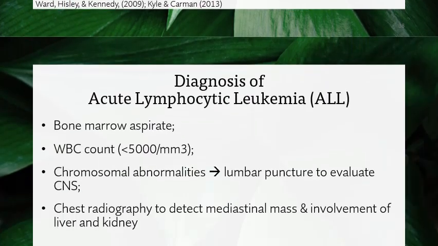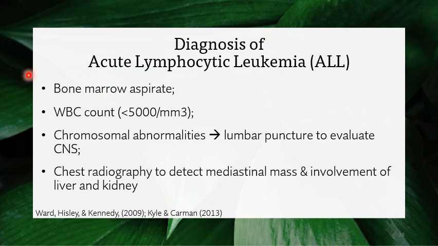And how to diagnose? Of course, again, poking: the bone marrow aspiration. So we do the lumbar puncture to take the bone marrow to see what is there, do the CBC to see how many white blood cells we have, and check for chromosomal abnormality in the bone marrow, and evaluate what is going on with the central nervous system.